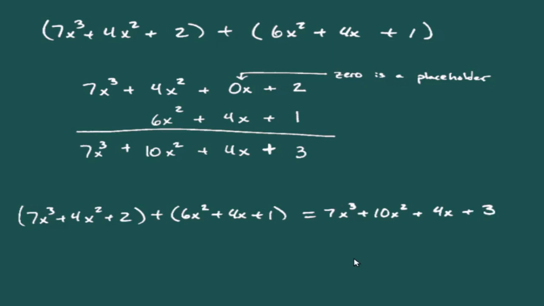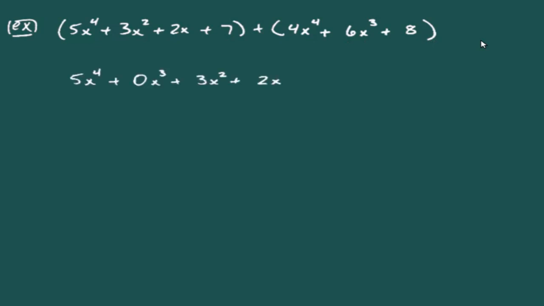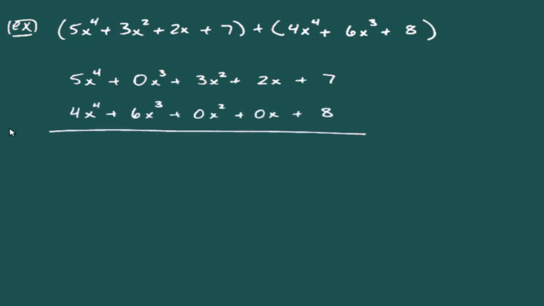So kind of another example of that. Suppose we want to add together 5x to the fourth plus 3x squared plus 2x plus 7. And to that we're adding on 4x to the fourth power plus 6x cubed plus 8. Well, if we want to put them in columns, then we're writing all of the decreasing powers from the largest all the way down to just the number. So we've got our 5x to the fourth. We don't have an x cubed, so we have a 0x cubed plus our 3x squared plus our 2x plus our 7. And now we put the terms from the second polynomial under the correct columns.